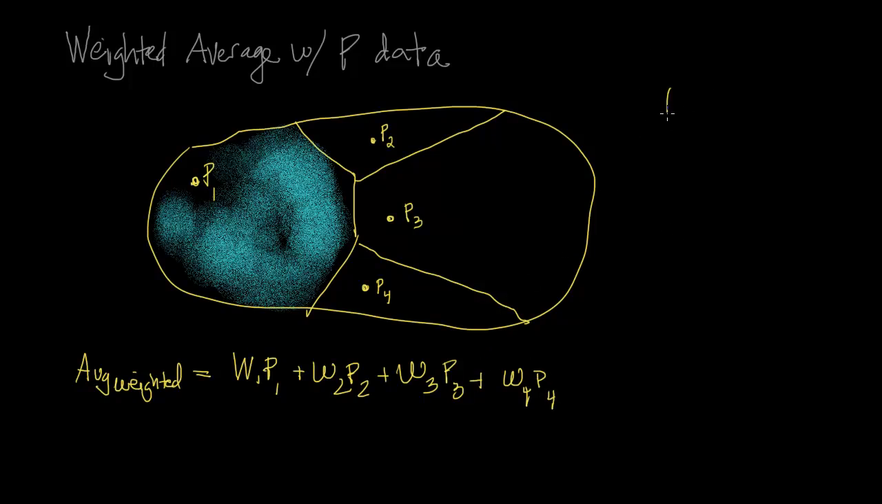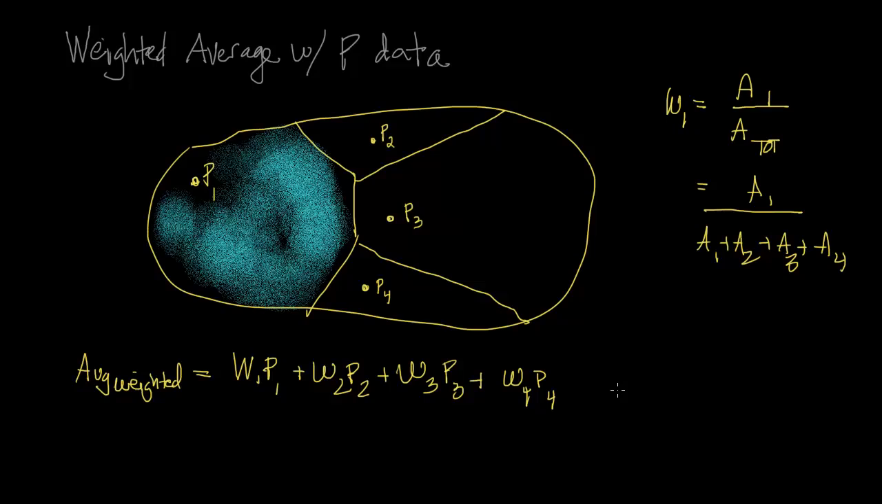So the weight of 1 is equal to the area of 1 divided by the total area, which will equal the area of 1 divided by the area of 1 plus the area of 2 plus the area of 3 plus the area of 4, etc. Right? So the weight of 2 will equal the area of 2 divided by the total area.